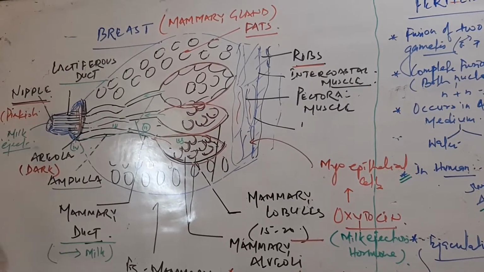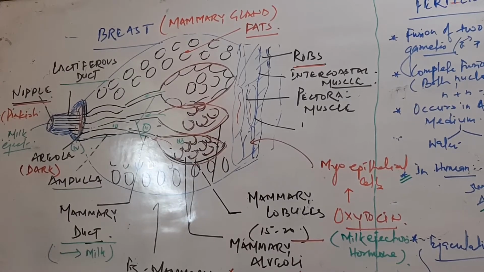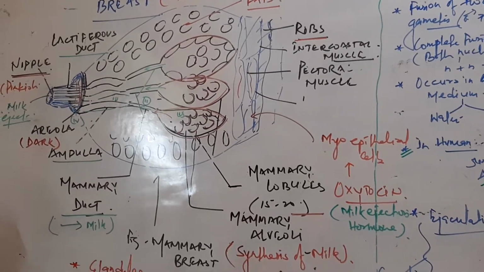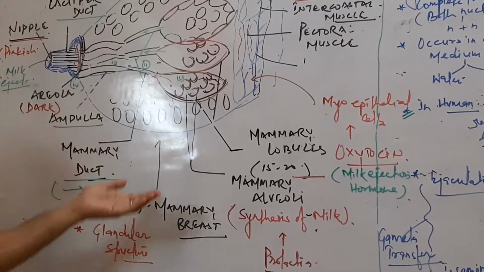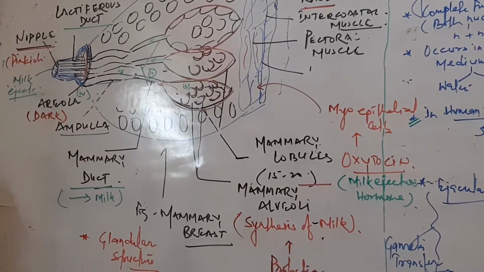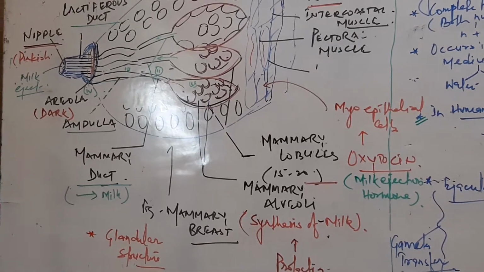So this is all about the breast, how the breast synthesizes the milk, where the milk is synthesized, and how the milk comes out through the various ducts. So this is all about the mammary gland, a structure present in the female.